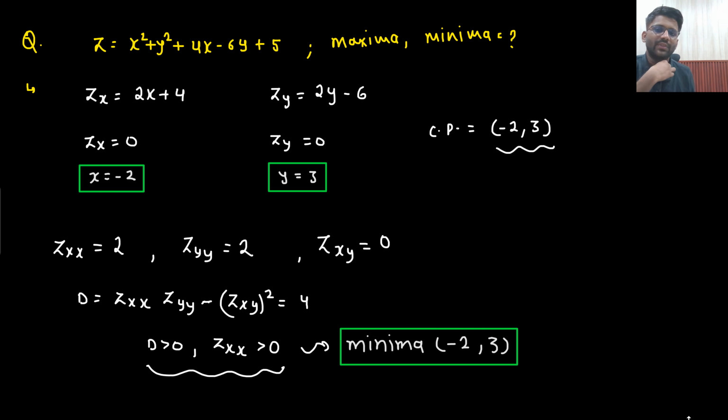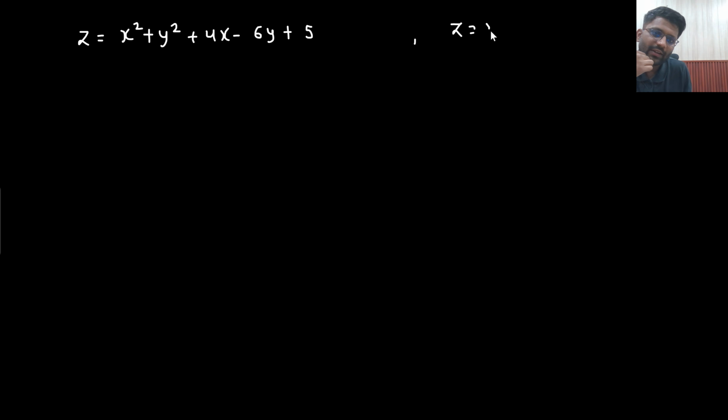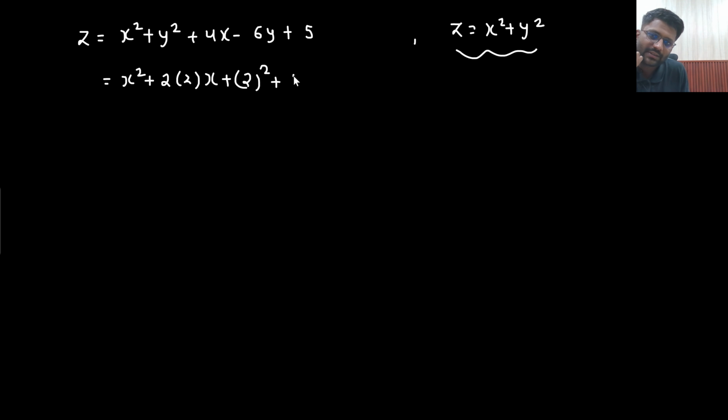Z equals x square plus y square plus 4x minus 6y plus 5. I know the graph of z equals x square plus y square, no? This graph I know. Can I convert it into this form? Look closely. X square plus 4x, a square plus 2ab, right? Plus 2 square. So it will be 2ab only. This could be written as 2 into a into b. What is the value of a? That is 2 square. Plus y square.